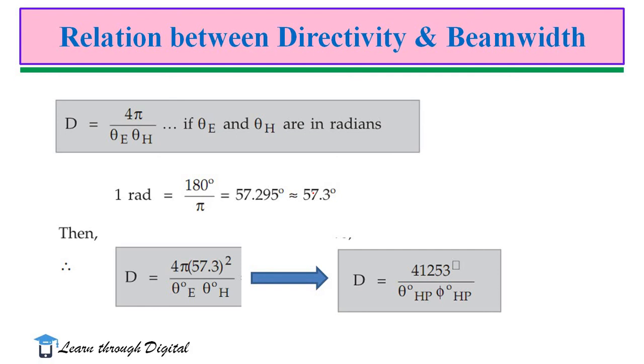Suppose theta E and theta H are in degrees, we can represent directivity D is equal to 41,253 divided by theta HP phi HP, which are nothing but half-power beamwidth in E plane and half-power beamwidth in H plane. With the help of the relation 1 radian is equal to 57.3 degrees, we can obtain D is equal to 41,253 divided by theta E theta H in degrees. This is the relationship between directivity and beamwidth.